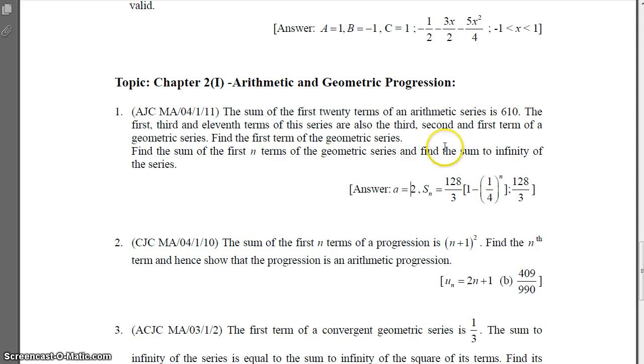The sum of the first 20 terms of an arithmetic series is 610. The first, third, and 11th terms of the series are also the third, second, and first terms of a geometric series. Find the first term of the geometric series. So let's deal with this first.